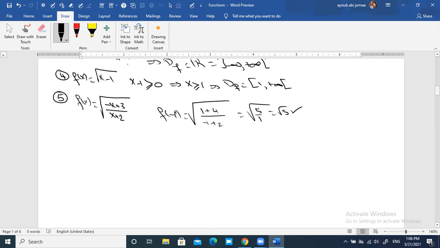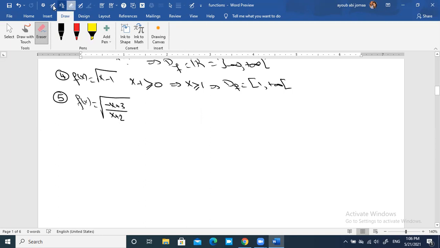I told you, not guessing, you don't have to guess. I have a rule: here we have a radical, so put the conditions. The expression under the radical should be greater than or equal to 0, right?